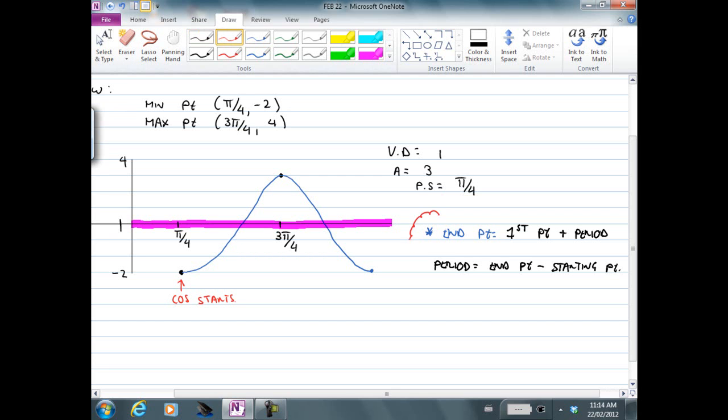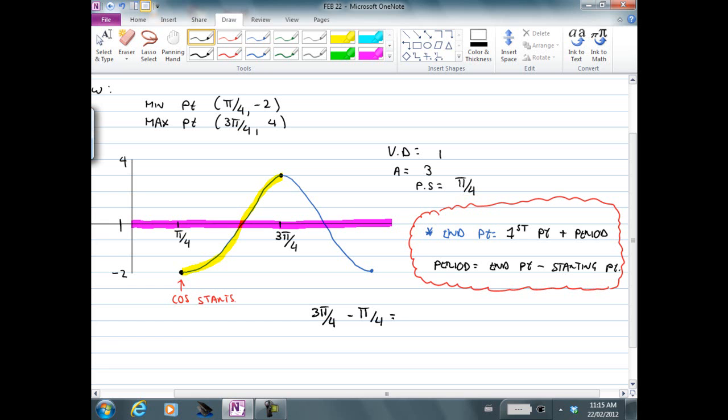So endpoint can be given by first plus period, or your period can be found by taking your endpoint minus your starting. The problem with this is I don't know where my ending is. See? My ending is somewhere here, but I don't know the x coordinate to it. I only know halfway. So we'll just highlight halfway for now. I only know the distance from here to here. So why don't we minus those two coordinates right now? 3 pi by 4 minus pi by 4.